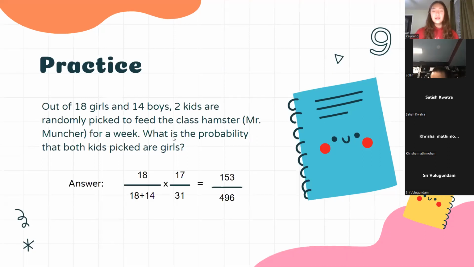So you guys are right because at first it's 18 out of 32. There's 32 total, 18 girls. But after that, one of the girls is basically gone. So instead of 18 girls, now there's 17 girls. And instead of 32 kids, there's 31 kids. You don't have to do the multiplication. As long as you got that answer, you're good. Don't worry about it.